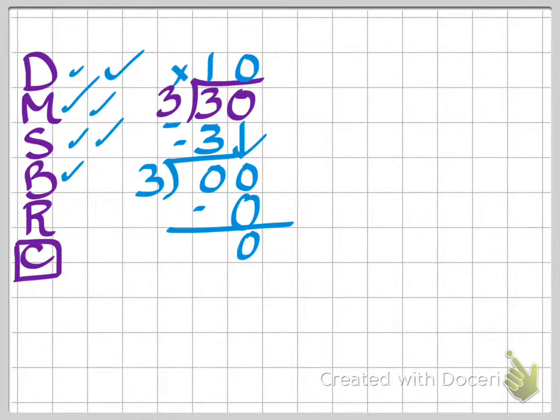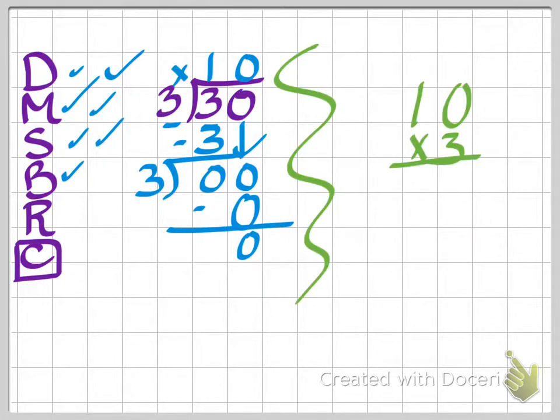And so now we need to check our work. So pause me and check it. And you should have 10 times 3, which equals 30. You put a box around that, a box around your dividend, connect them, and yay, hopefully you got it right.